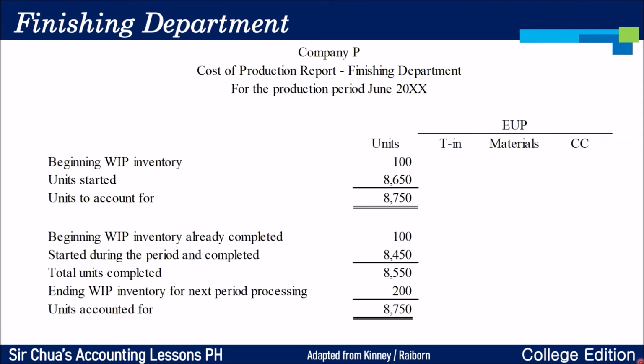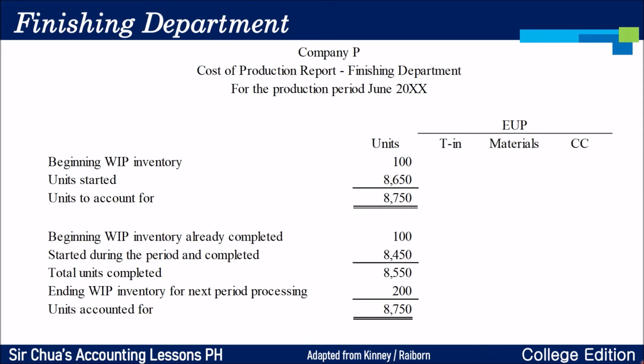Okay? Ganun po siya. Parang kanina lang din, di ba? Chine-check natin kung ilang units yung inumpisahan natin at ilang units dun sa inumpisahan natin yung natapos. Diba? Tingnan nyo mabuti. Ilang units yung inumpisahan natin? 8,650. Pero dun sa inumpisahan natin, ilan yung natapos? 8,450 lang. So, 8,650 minus 8,450, yun yung 200. Ganun talaga yun. Okay? Kasi yung 100, natapos mo na.